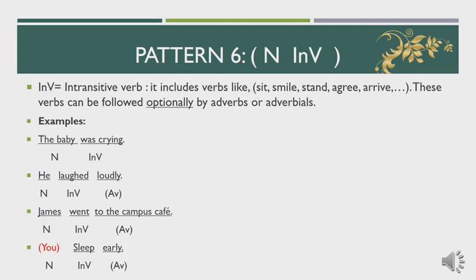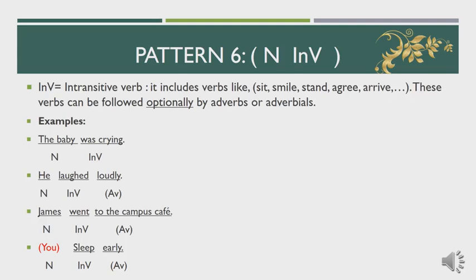Let's take some examples. The baby was crying. In this sentence, the verb is was crying. After was crying, we have nothing. And especially, we don't have an N to say that we have an object, because there is no object after the verb. This verb is called an intransitive verb. The baby is N, the verb is an intransitive verb, so it is pattern number 6 because it has the structure N, intransitive verb.